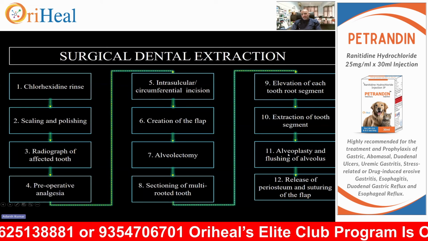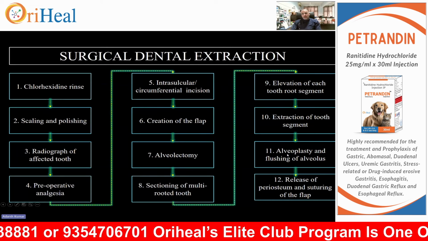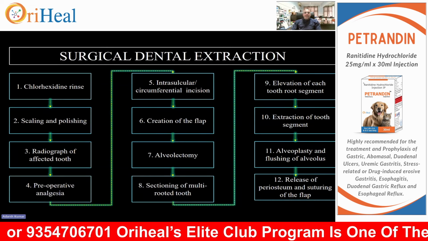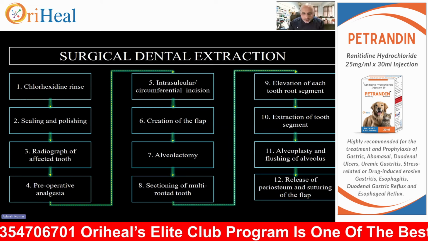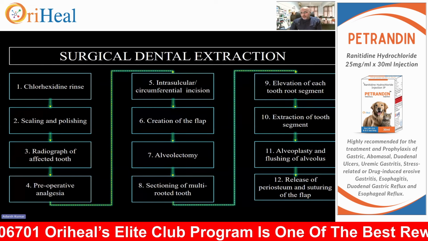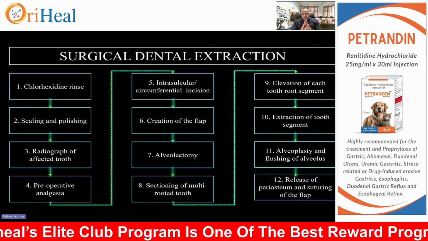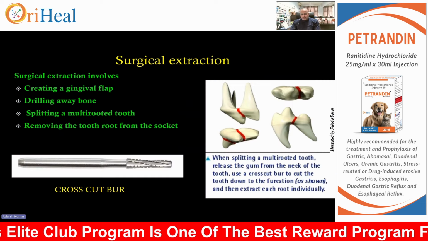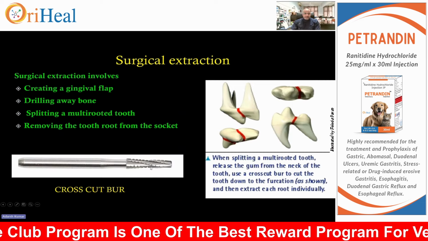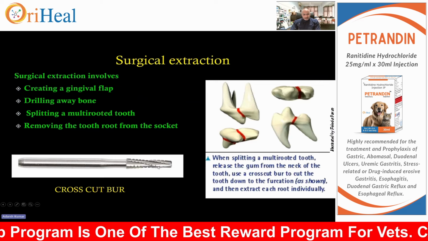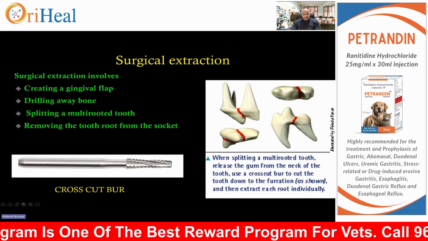Then you do the alveoloplasty. That means the sharp ends on the bony socket are to be smoothened, and then you release the periosteum and you suture the flap. Okay, let's make it more simple. So this is the cross-cut bar here.